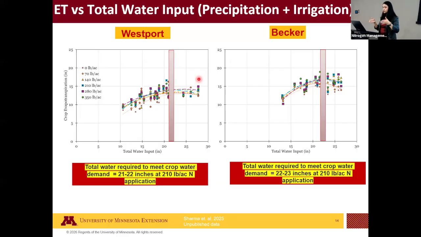So our optimum range is between 21 and 23 inches of water. In dry years, when we get very little rain, our irrigation requirement will be higher. In years when we get a lot of rain, our irrigation requirement will be lower. But in general, on the 5-year average, across those wet years, dry years, and average years, this is what we found from the data.